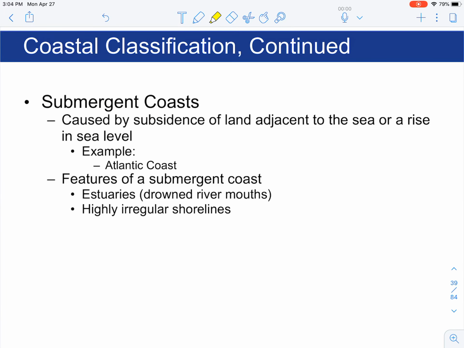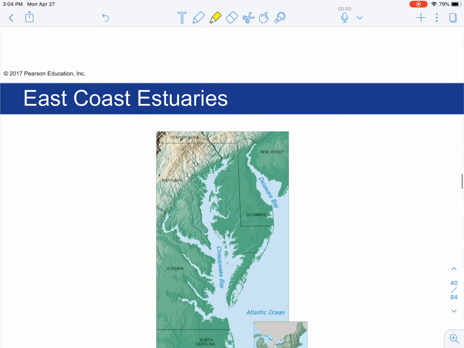Whereas submergent coastlines is just the opposite. The opposite of emerge is submerge. And so this would be an area that's experiencing a rise in sea level or land subsidence. So an example of where submergent coasts exist would be the East Coast. And we see a lot of estuaries, which are rivers that enter the ocean, so freshwater systems that enter saltwater oceans. And then we see highly irregular shorelines with spits and baymouth bars and all sorts of crazy features.